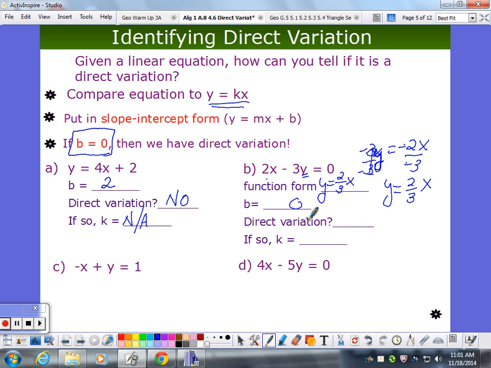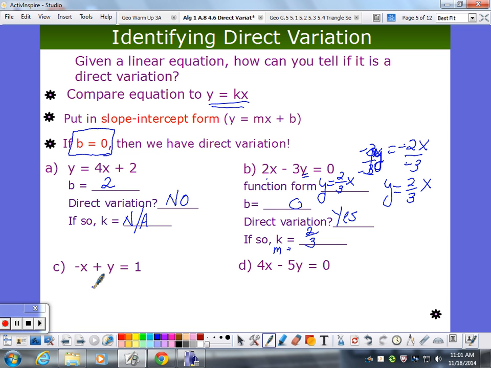So is this a direct variation? What is the constant of variation here? 2/3. It's like asking what's the slope. It's the same question. Slope and a constant of variation are the same thing. So if you want to know if something's a direct variation, put it in y equals form. If you have something that looks like y equals mx plus b and b is 0, then it is a direct variation and the constant of variation is the slope.